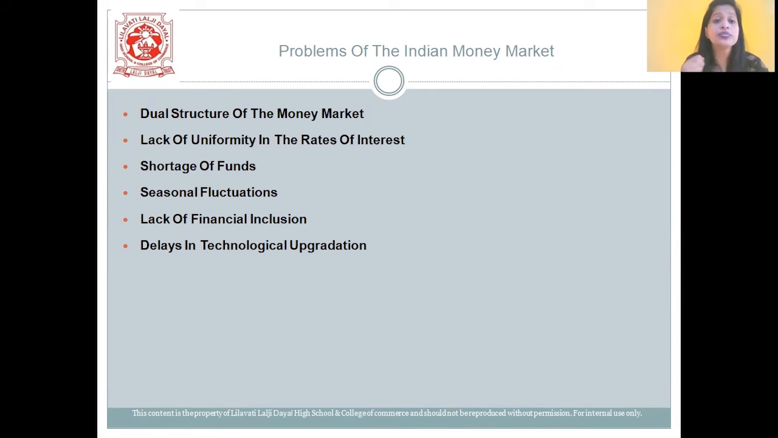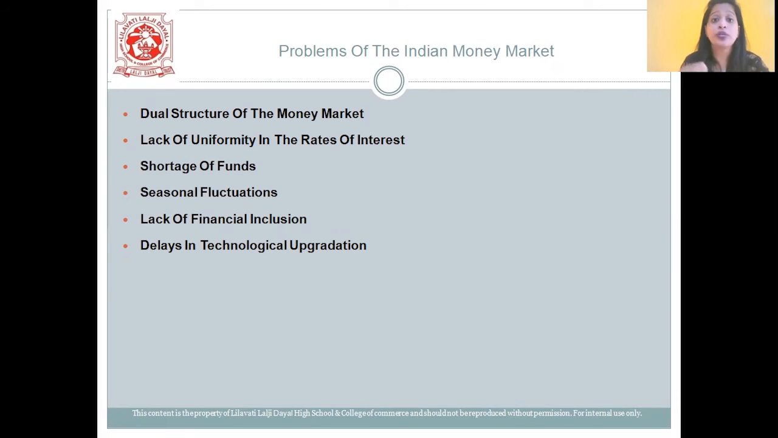Next one, students, is lack of uniformity in the rate of interest. The money market gives interest to various banks, but the interest rates, students, are different. It depends on the investment that they take.